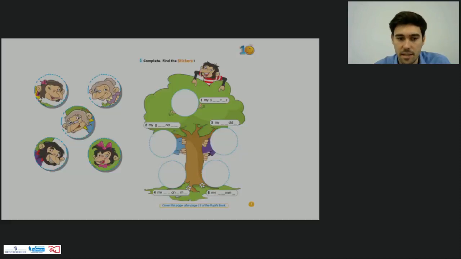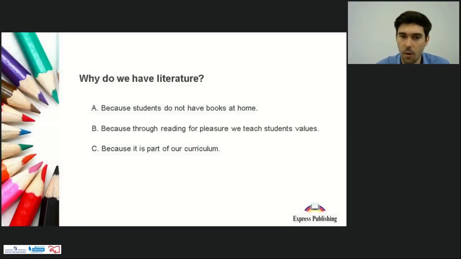Okay, so I think this is our final question. Why do we have literature in our course books? Many of our course books have a literature section where students can read about stories from around the world. So why do we bother to include these in our books? Perhaps because students don't have books at home. I think most students will have books at home, so this isn't really the main reason. Because through reading for pleasure we teach students values, or because it is part of our curriculum. Now, literature could be a part of our curriculum, and it could be something that we wish to focus on.